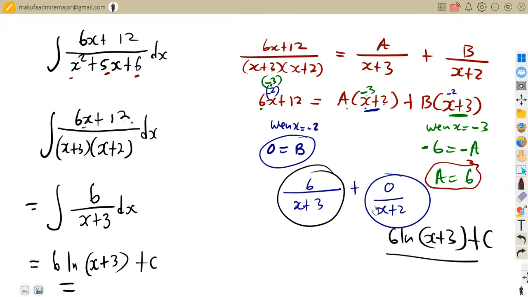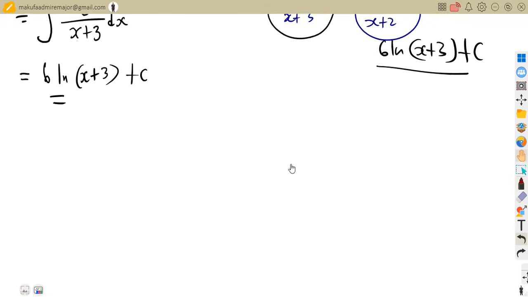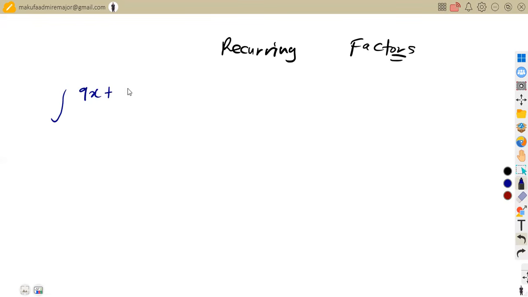So these are the typical questions that you might have. Sometimes we might not be given a condition like this. We might be given a condition of repeated factors. What are repeated factors? These are the factors that keep on repeating. Let's just say we are asked to integrate 9x plus 25, everything over (x plus 3) squared, with respect to x. So we've got the bracket of x plus 3 repeating. It can be up to the exponent of 3.